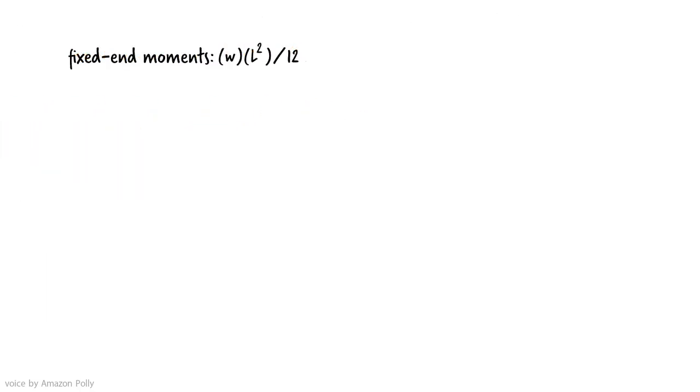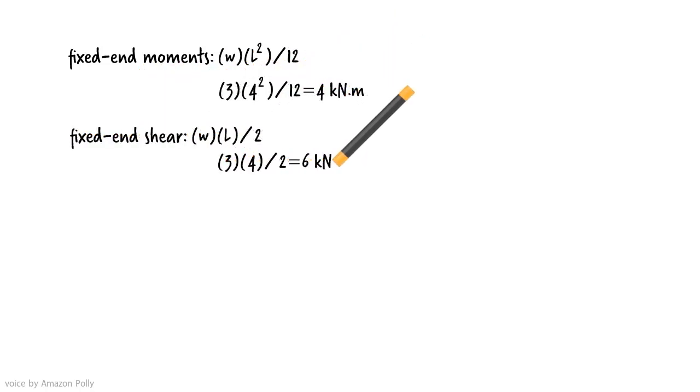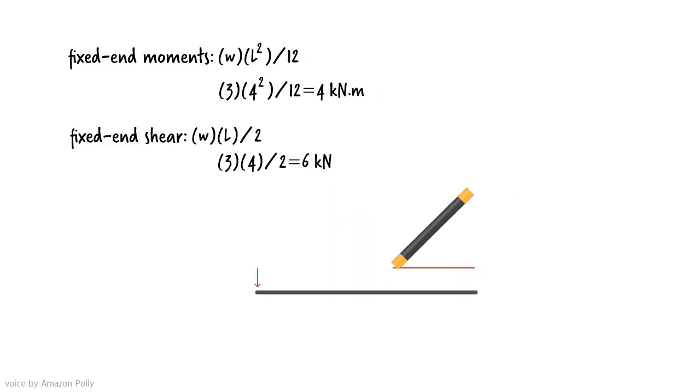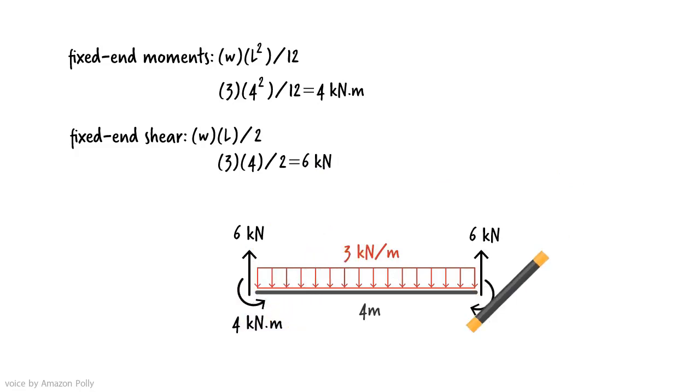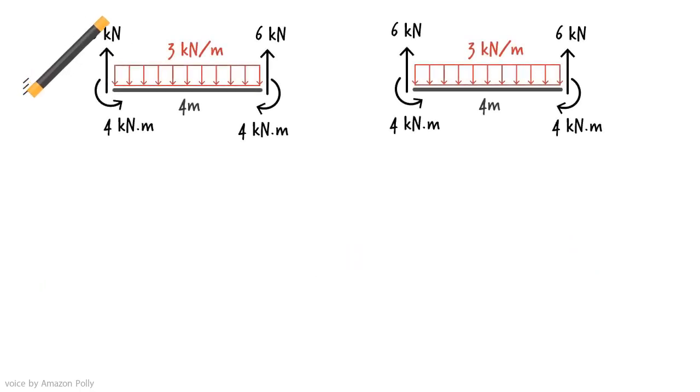To determine the joint loads, we calculate the fixed end forces for a beam segment subjected to a uniformly distributed load. Since both beam segments have the same length and are subjected to the same load, they are going to have identical fixed end forces. We reverse the direction of the forces and place them at the joints.